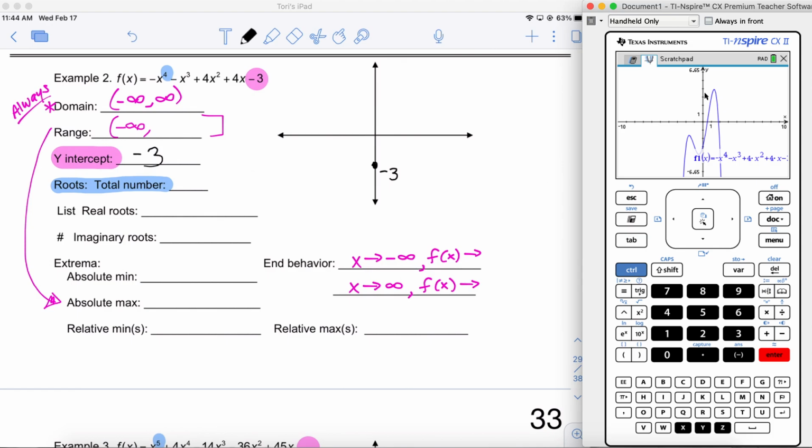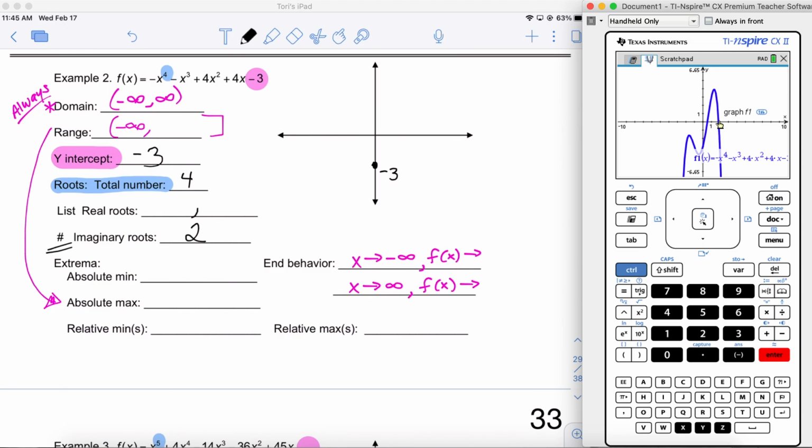I do know that I'm going to end up with 4 possible roots, but I will not use all of them. So if you look over here on the calculator, it looks like I only cross 1 time, 2 times. So I'm going to have 2 roots. That means that 2 of them are imaginary. I don't have to know what they are. I just have to have the number of them.